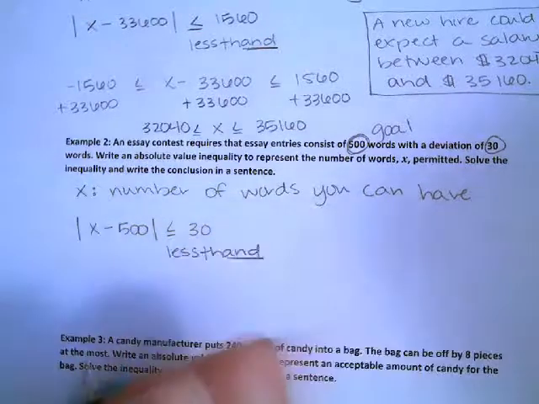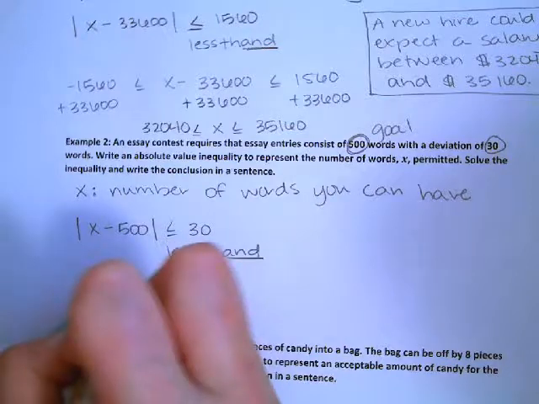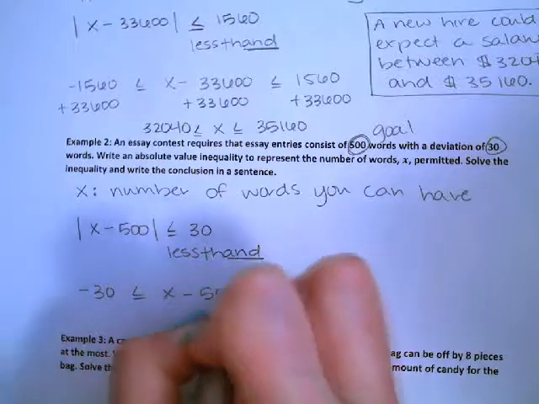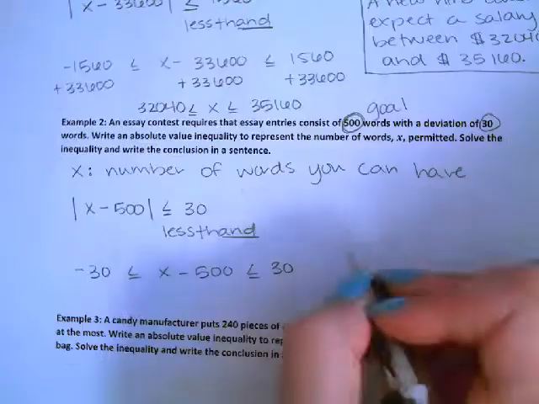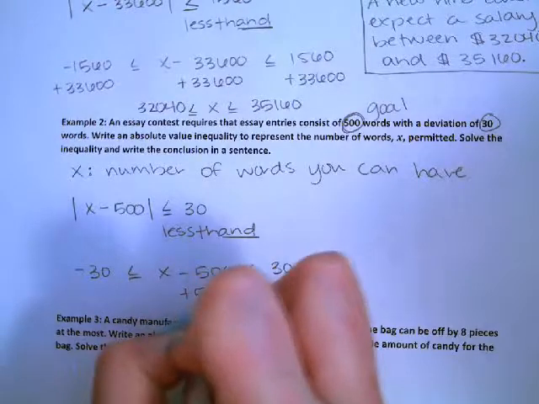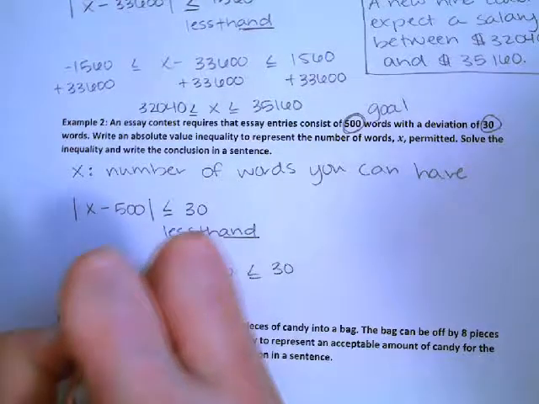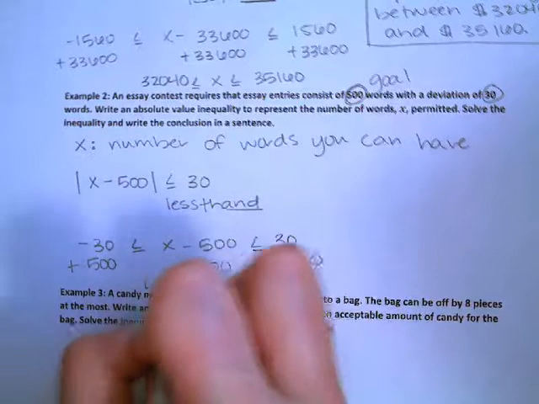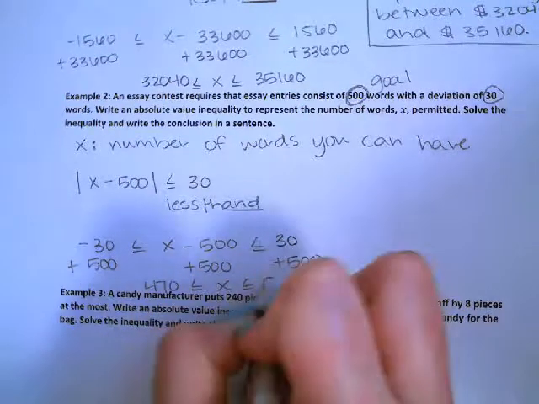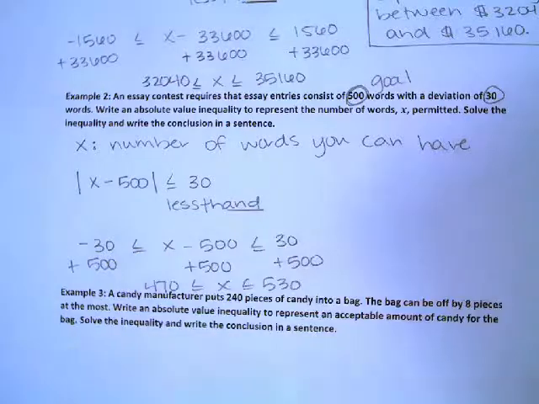So this is a less than sign. That means we're making the sandwich. We got negative 30 is less than or equal to x minus 500, which is less than or equal to 30. So I've got 470 and 530. And this is the part where I think this example is the most obvious, like Miss Rice. If I knew that you had to be within 30 words, then I would just minus 30 and add 30. And you're exactly right. Yeah, it would be that simple.